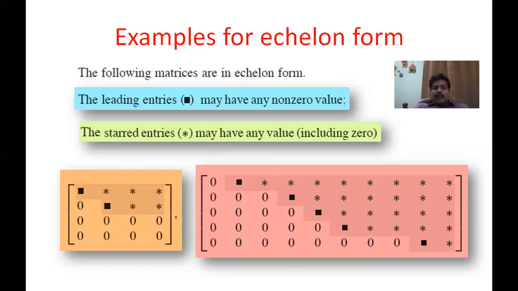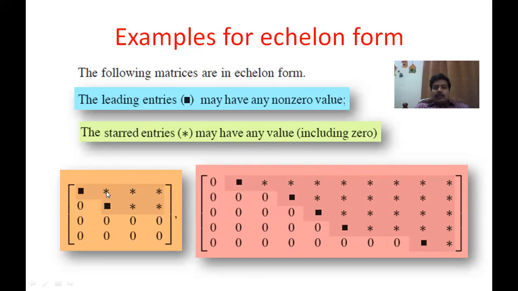Here you may put 5, -7, anything except 0. If it is 0, this will not be the leading entry, then this will be the leading entry. So this should not be 0. That is the only condition. Any real number you can take as the leading entry. And in the place of stars, you can put any value including 0.